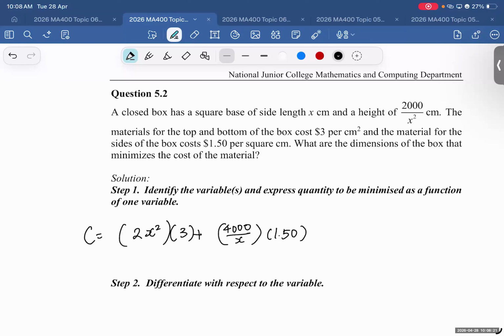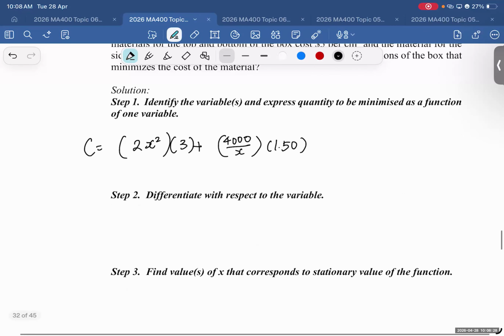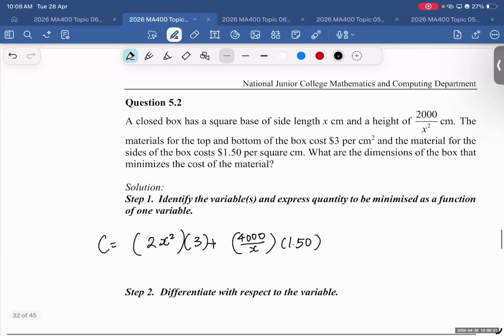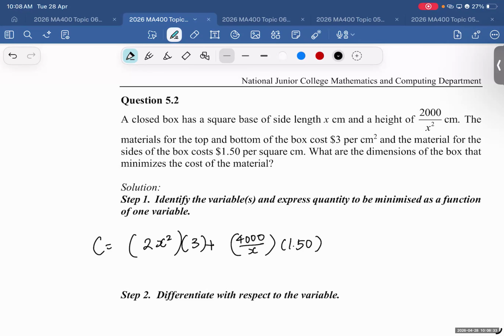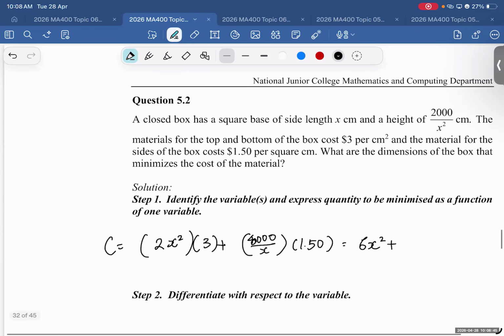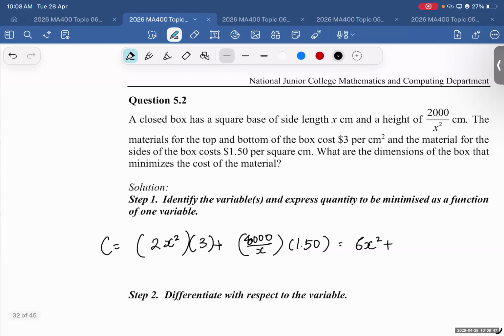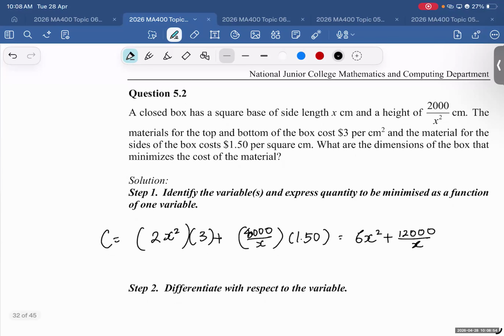Sean, you want maximum, minimum is very intuitive. There are 4 sides. You have made a mistake? Okay, it's all good, don't worry. So 6x squared, 8 times 1.5 is 12, 12,000 over x. Is that correct? Correct. Then you all just differentiate this.